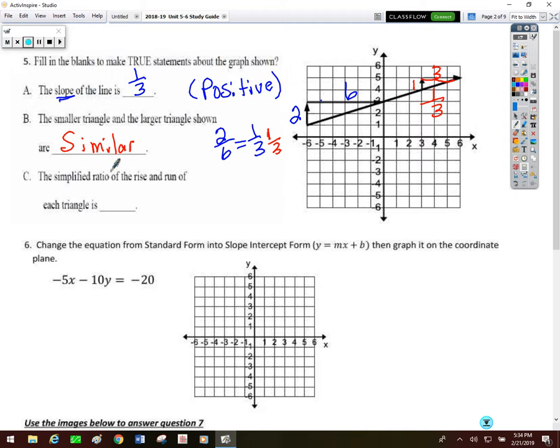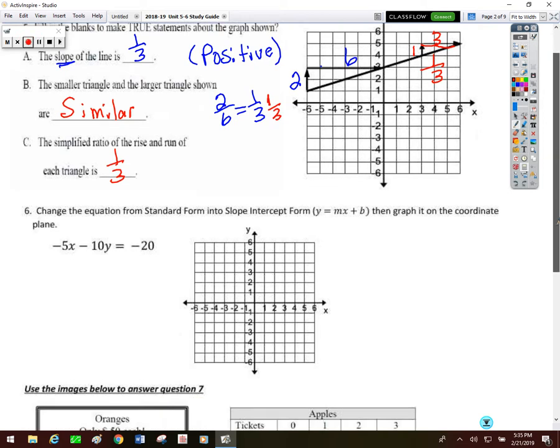All right, and then we've already done this. A simplified ratio up here is 1 over 3. All right, so all we're doing is just checking. When you reduce this fraction, if they are the same, the triangles will be similar. They can't be congruent because they are two different sizes. Okay, so keep that in mind.